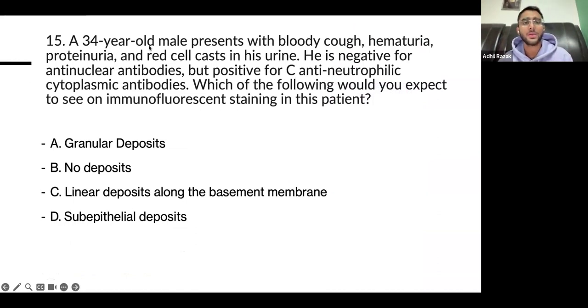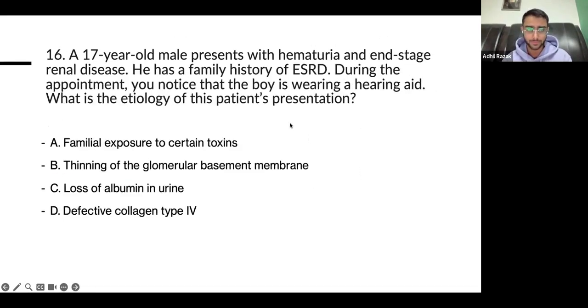Simple question. A 34-year-old male presents with bloody cough, hematuria, proteinuria, and red cell casts. He's negative for anti-nuclear antibodies, but positive for C anti-neutrophilic cytoplasmic antibodies. Which of the following would you expect to see in the immunofluorescence staining in this patient? What do you think is the answer?